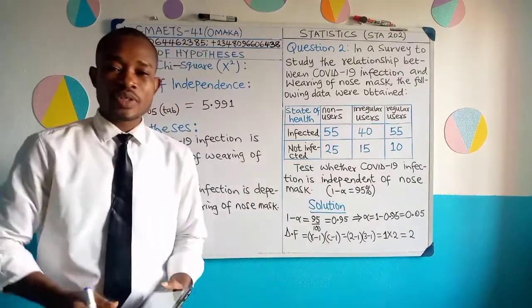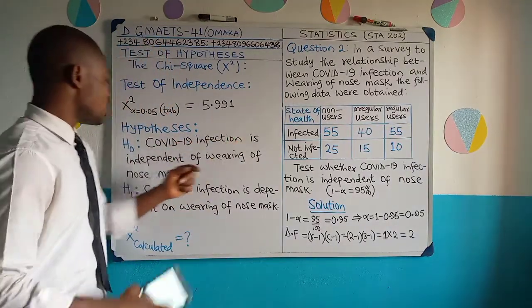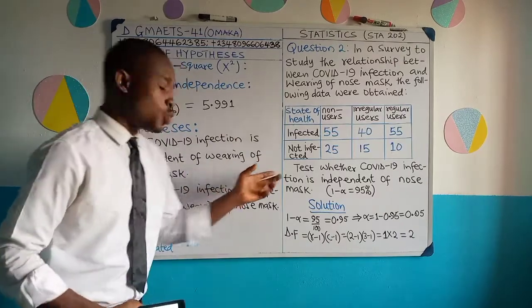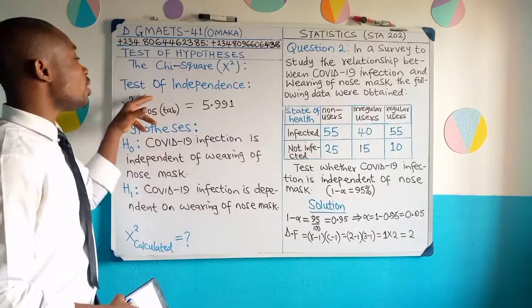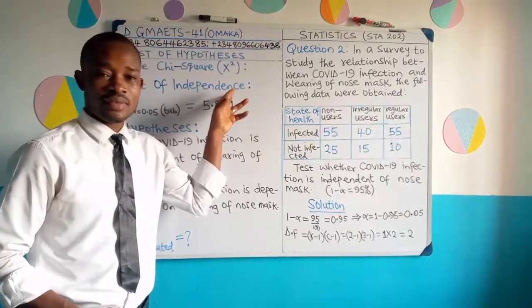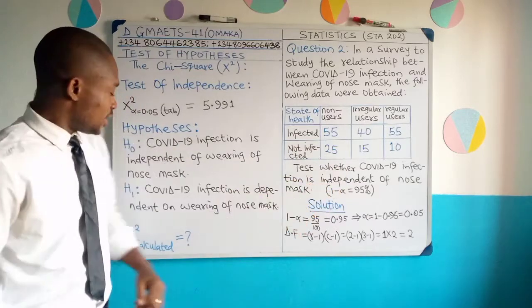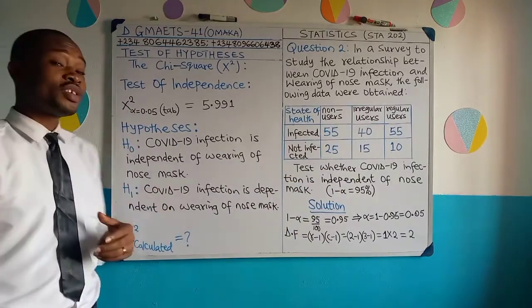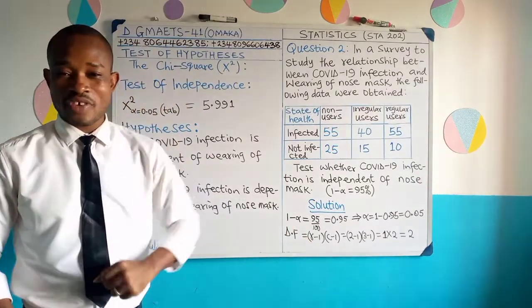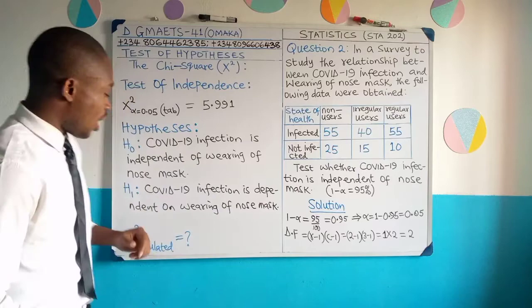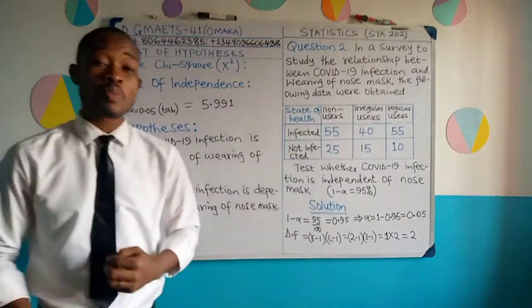So the null hypothesis will say that yes, COVID-19 infection is independent of wearing of nose mask. That is what the null hypothesis would be. It always goes in line with what you're trying to test, because we are actually testing for independence. Alright? Then the alternative hypothesis will always be against the null hypothesis. I said that in previous videos already. So the alternative hypothesis will be telling us that COVID-19 infection is dependent on wearing of nose mask.